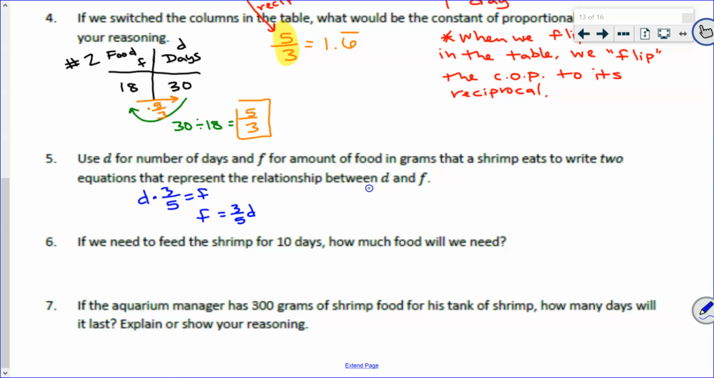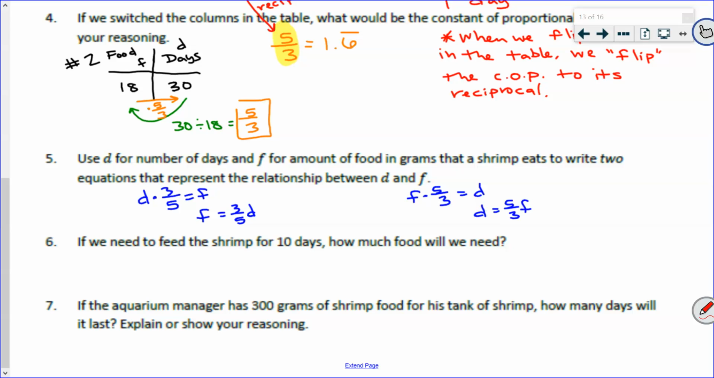Second equation. You can use the table if you want. After we do that, we're going to hopefully find some other patterns. Let's go to Hayden. F times 5/3 is equal to D. And if we wanted to, we could reverse that and say D equals 5/3 F, right? Perfect. These are perfect equations.